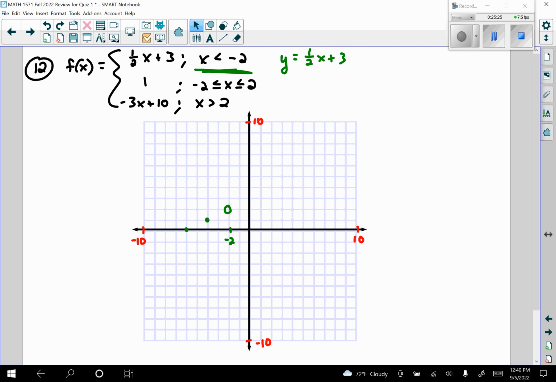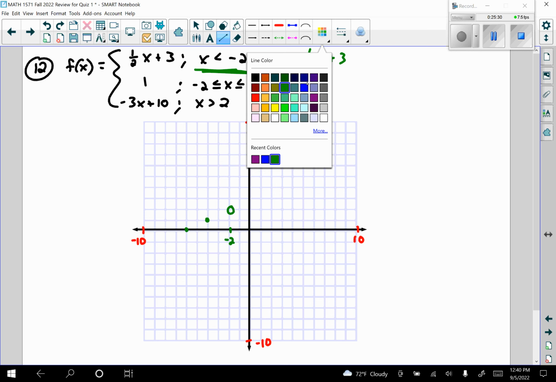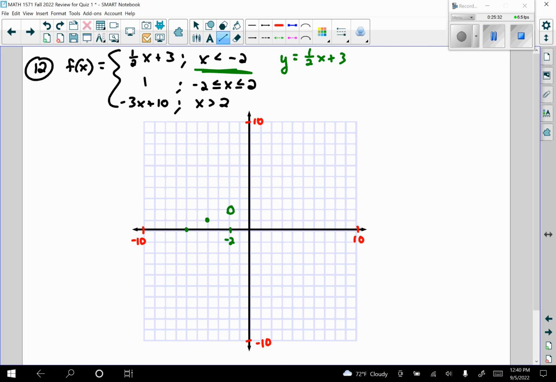So I'm just going to start at the edge of that open endpoint. We want to show that it continues on forever, so we need an arrow at that end. Now in the middle, this is the line y equals 1. That graph's a horizontal line going through 1. So I can include from -2 over to 2. I'm going to put endpoints here, and then I'm just going to have a horizontal line connecting that. So all the y values are just 1.